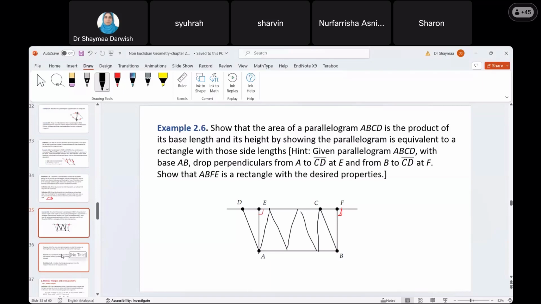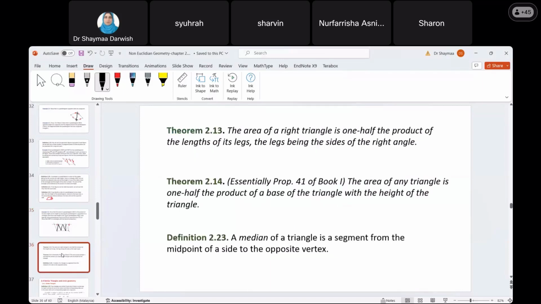So two equivalent figures means that the two figures have the same area, but not necessarily the same shape. But if they are congruent, they have the same area and the same shape. But equivalent shapes are not necessarily congruent, because for example, I have a rectangle and a parallelogram. They are equivalent, they have the same area, but not congruent, because this is a rectangle and this is a parallelogram. So we have a difference.